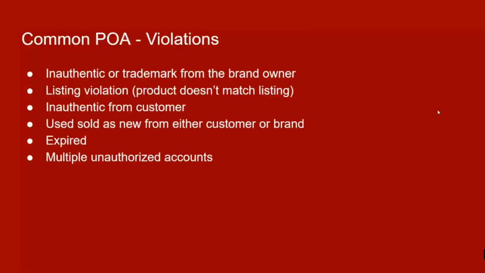So common POA violations. These are kind of the most common ones that I've seen in the threads on plans of action for different violations that people have been getting. So the first one, inauthentic or trademark from the brand owner. That's kind of what we've been talking about the whole time here. Listing violation is when the product doesn't match the listing. Inauthentic from the customer. Used, sold as new from either the customer or the brand.